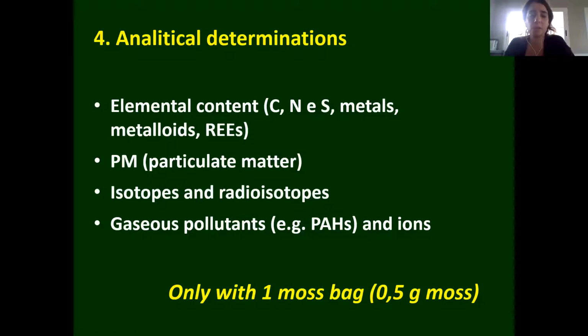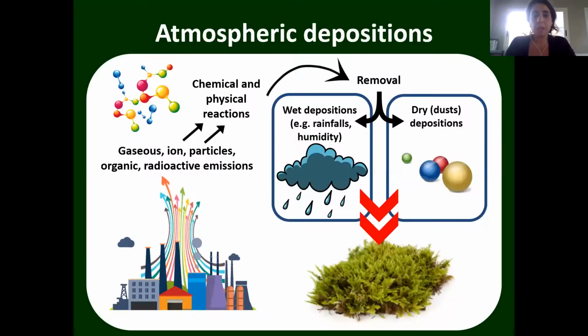But also gaseous pollutants, for example, hydrocarbons, polycyclic aromatic hydrocarbons, but also all the substances diluted or present in the form of ions inside water. Because basically everything is emitted in the atmosphere and it is removed from the atmosphere in the form of wet and dry depositions. Everything that arrives on the ground and can arrive on mosses can be analyzed by moss bag biomonitoring.